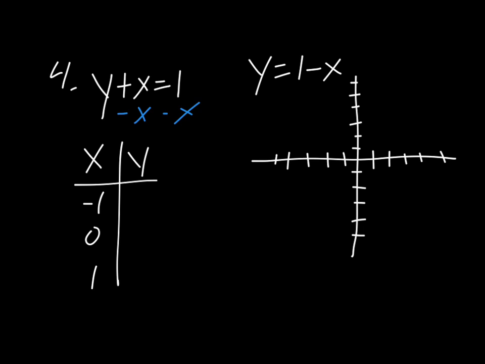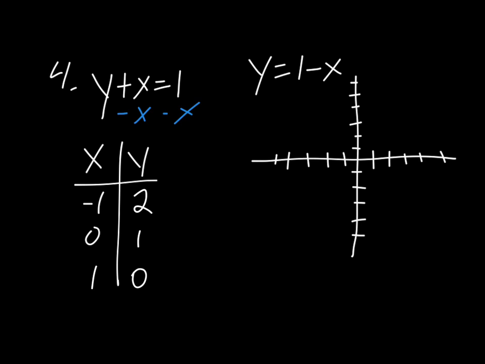Okay? So if we plug in -1 up here, what do we get? 1 minus a -1. So it's 2, right? All right, what about 0? When you plug in 0, what do you get? 1. When you plug in 1, what do you get? 0. Right, so then you're just plotting them.